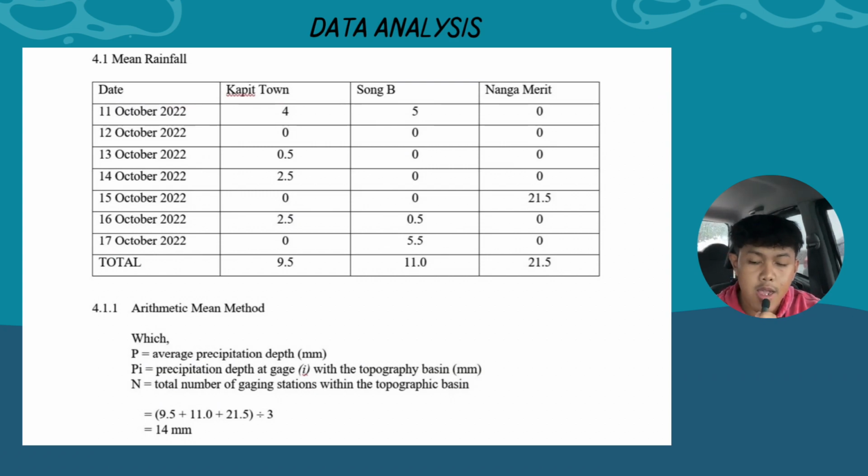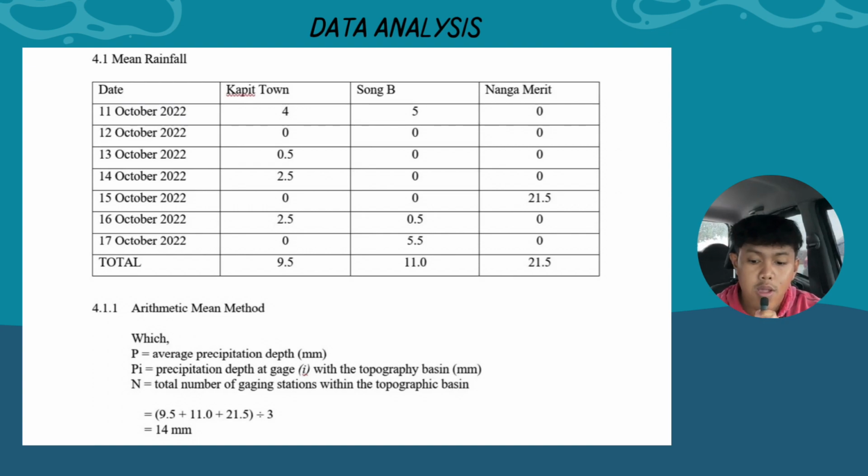First things first, we'll take a look at the mean rainfall data. I selected the 11th until the 17th of October 2022 as the data to calculate from the 3 months of data we have collected. Let's take a look at the total mean rainfall we've got, which is 9.5 mm for Kapit Town, 11.0 mm for Song Bi, and 25.5 mm for Nanga Marit.